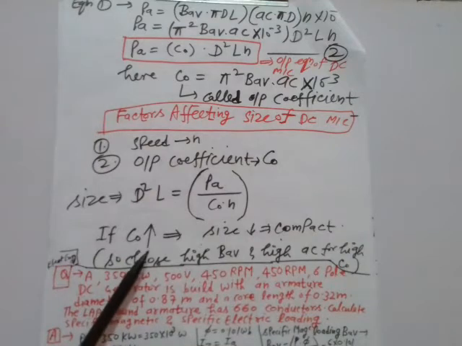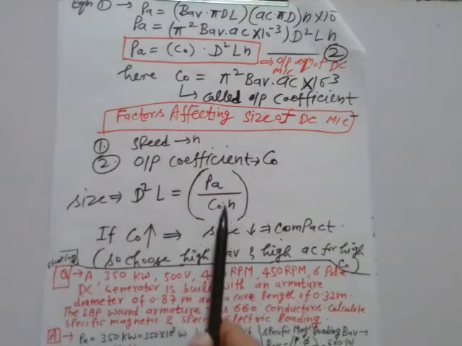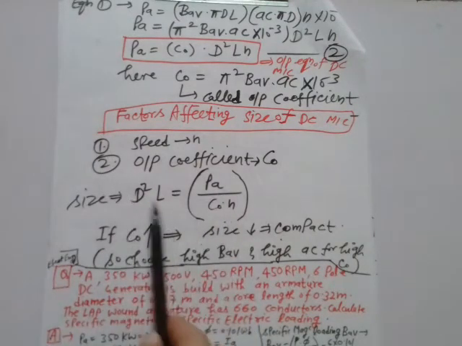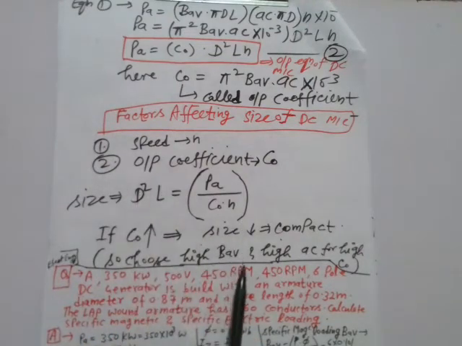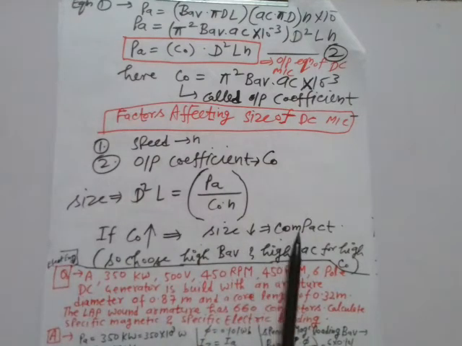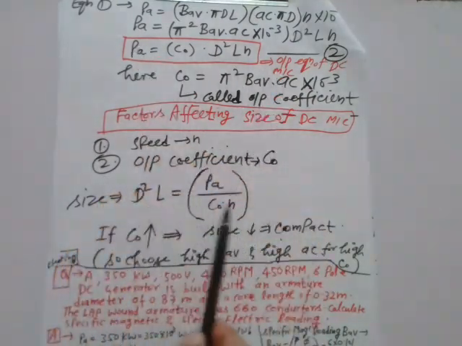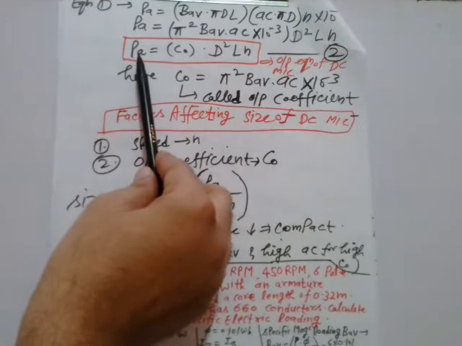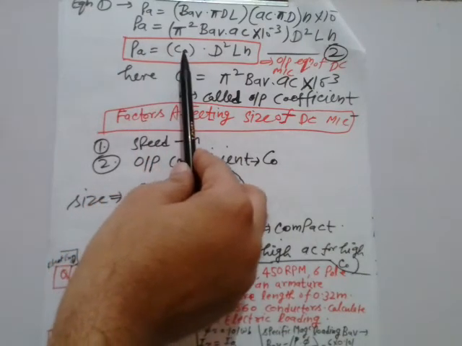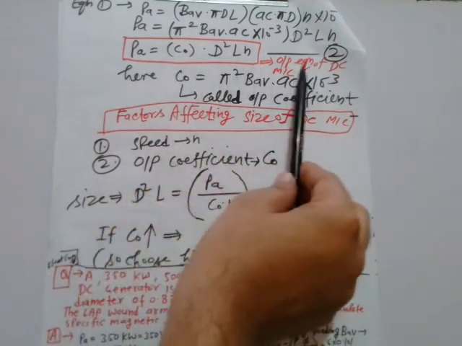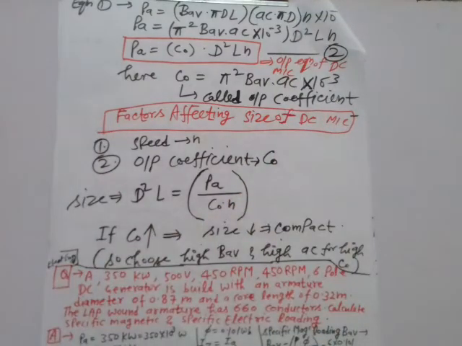If the output coefficient C naught is high, then this d square L product is less. For high C naught, the size of the machine is less, that means the machine is compact, and vice versa. So this is the output equation. P, the armature developed power, is equal to C naught into d square ln. This equation is nothing but the output equation of a DC machine.